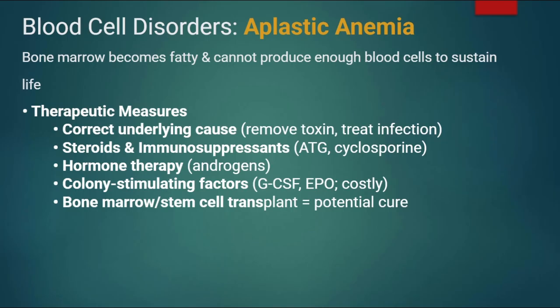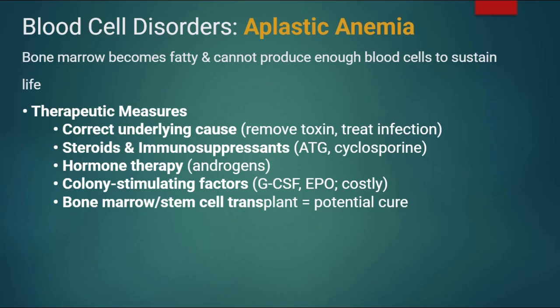In treating aplastic anemia, the goal is to restore or support the bone marrow's ability to make blood cells. The first step is early identification and correction of the underlying cause. If the anemia is due to a toxin or drug, removing that exposure can sometimes reverse the condition. Steroids and immunosuppressants are often used because aplastic anemia can be autoimmune in nature, with the body attacking its own bone marrow. Immunosuppressants such as antithymocyte globulin or cyclosporine can reduce immune destruction and allow the marrow to recover.